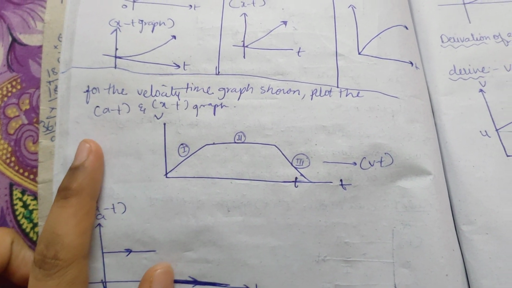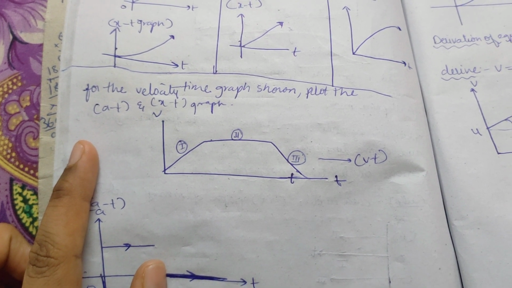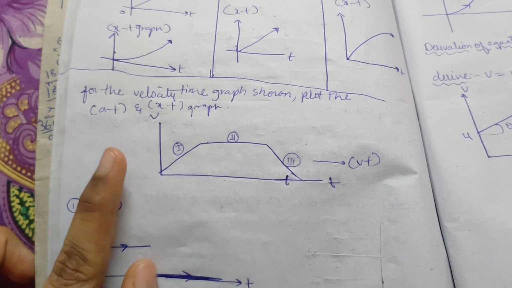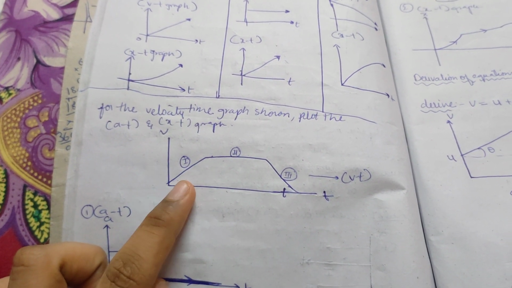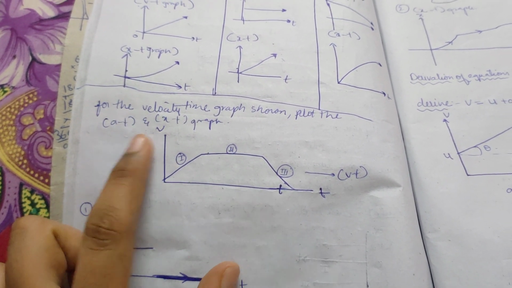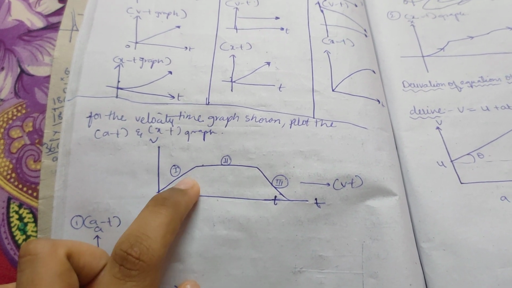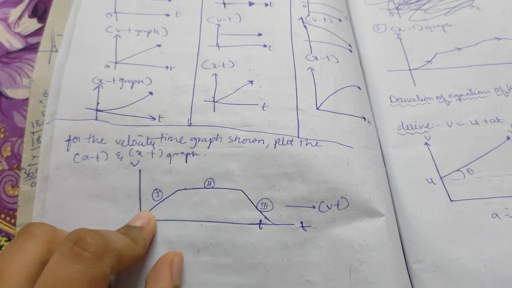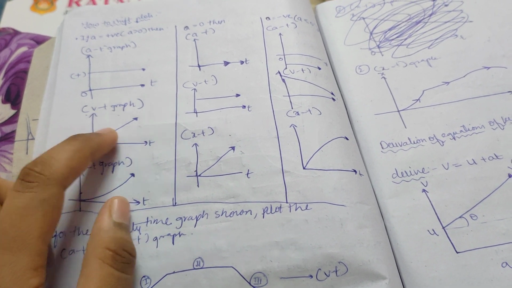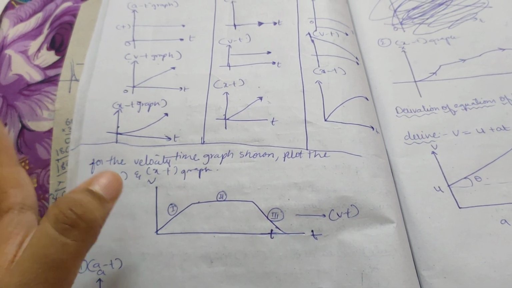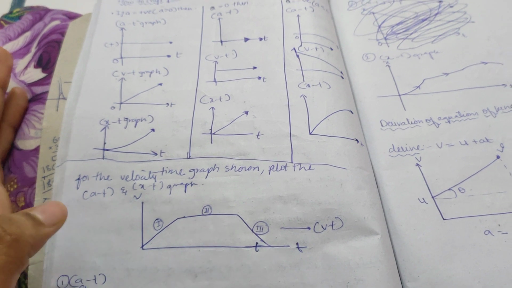For example, let us take a question. For the velocity diagram shown, plot the at and xt graphs. Here a vt graph is given, and we have to convert it to at and xt graphs. First here you can see the vt graph. Okay, first let us convert it into an at graph.